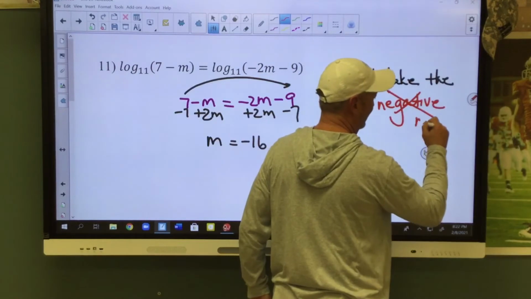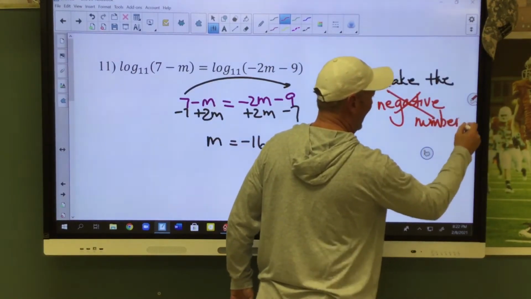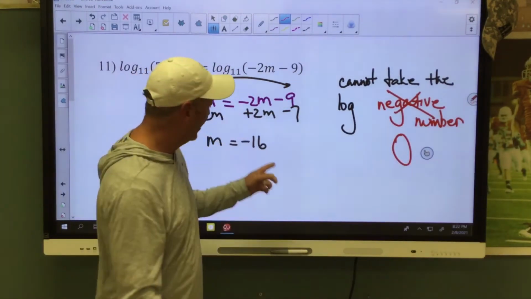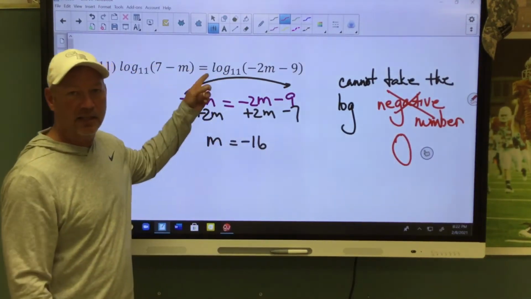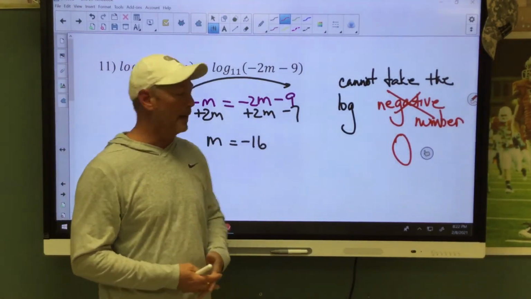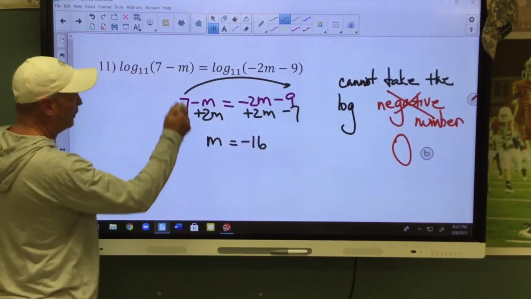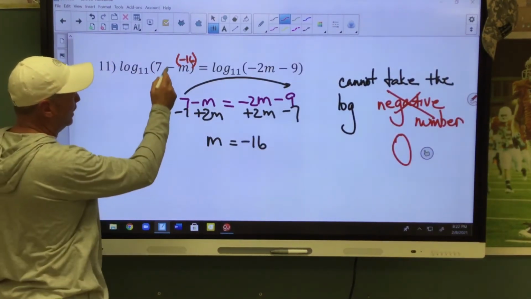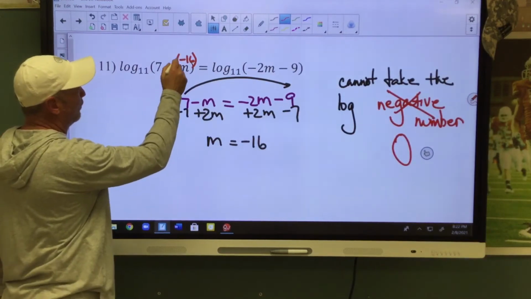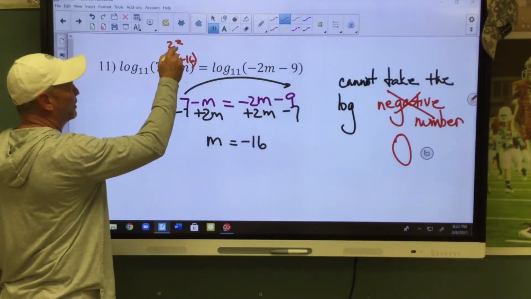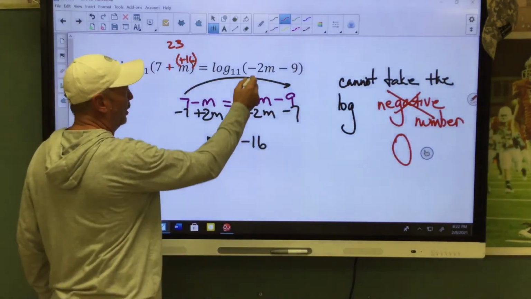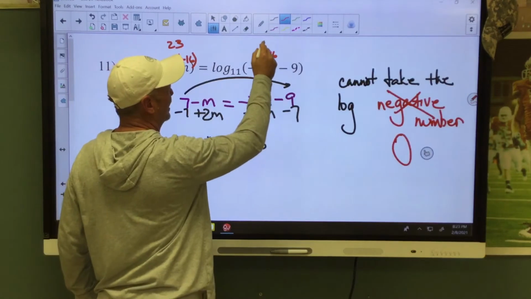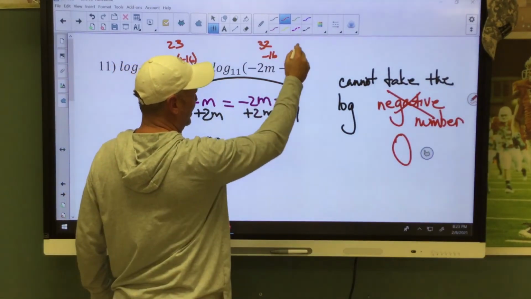We can write a number here. And we also cannot take the log of 0. It's going to be undefined. But we're going to substitute negative 16 in our parentheses to see if it works, okay? A negative and a negative will give you a positive, so that's going to give you a positive 23. If we substitute negative 16 here, negative 2 times negative 16 is 32. 32 minus 9 is 23.